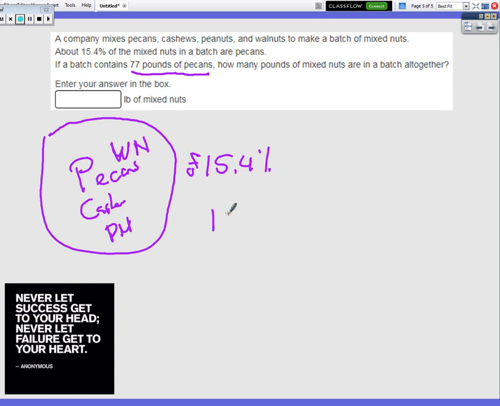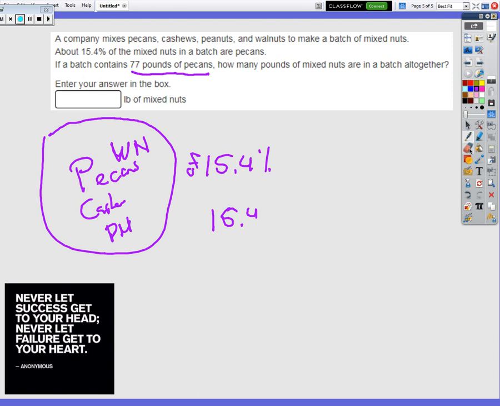So, 15 4/10%. That looks like a 16, Mr. Giomini. 15 4/10% of the entire bag, which I'll call B, is equal to 77 pounds of pecans. Look at that. I have taken this and written it into almost an algebraic sentence that I'm now going to translate into an algebraic equation.